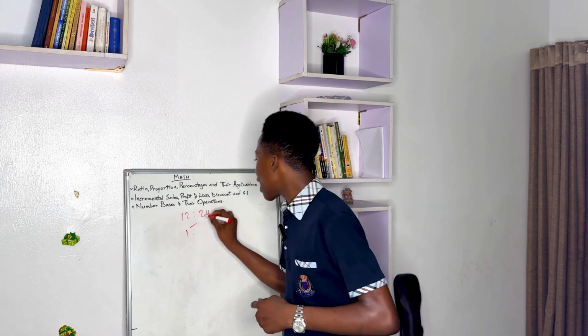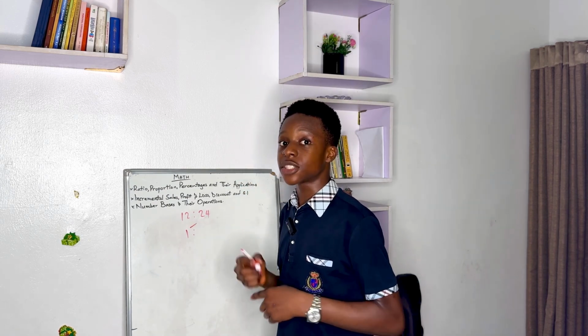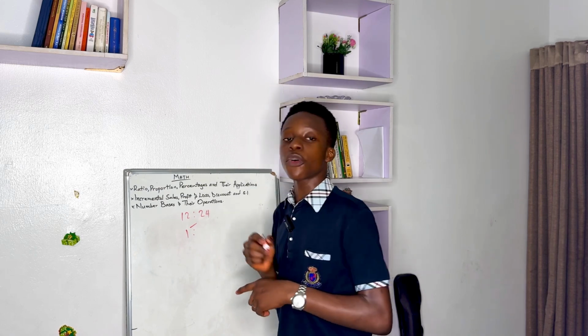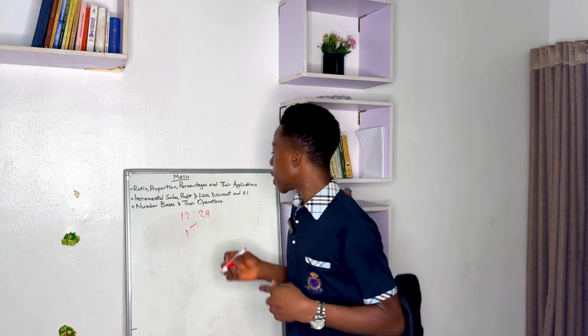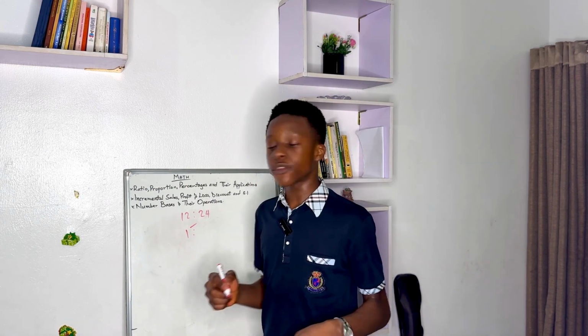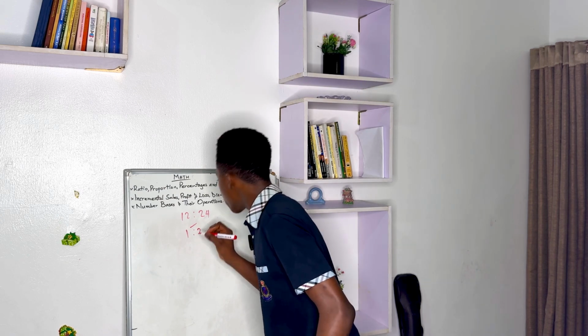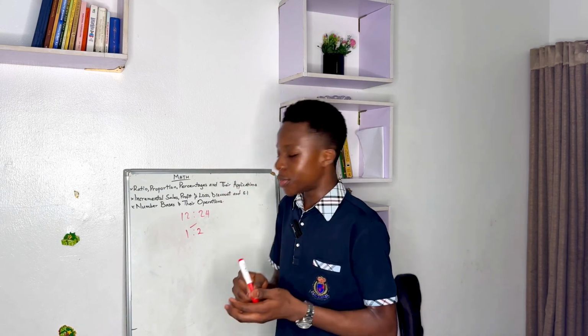Remember what I talked about cross multiplying? Here we have 1 and 24, which can be cross multiplied to give you 24. So what would 12 multiply to give you 24? Well, 24 divided by 12 is going to give you 2. So the number of oranges that are going to be in the basket are going to be 2.